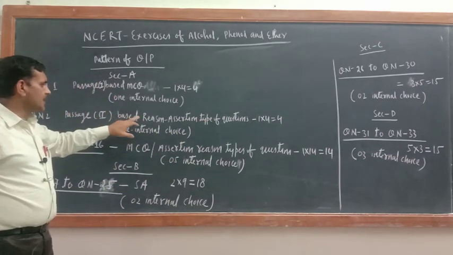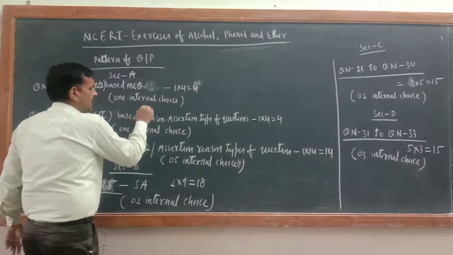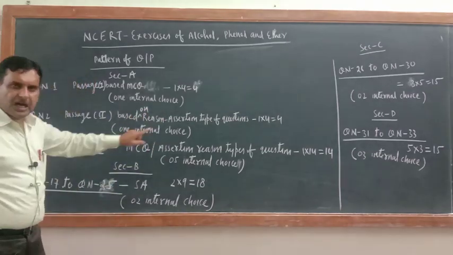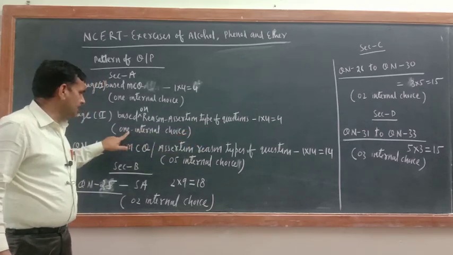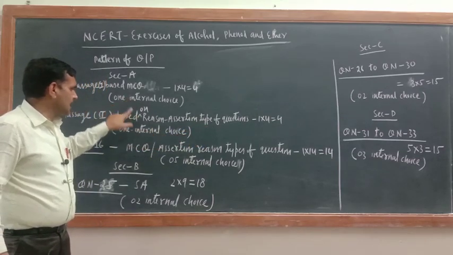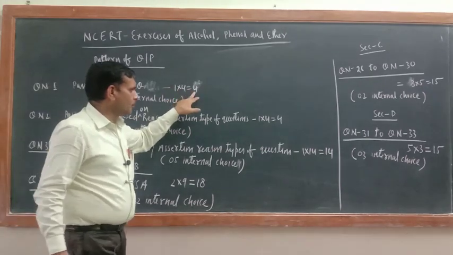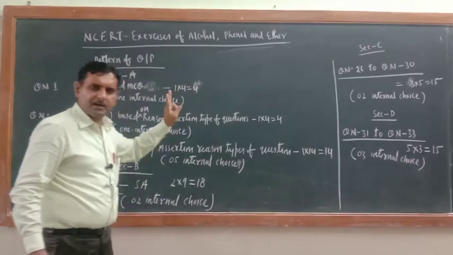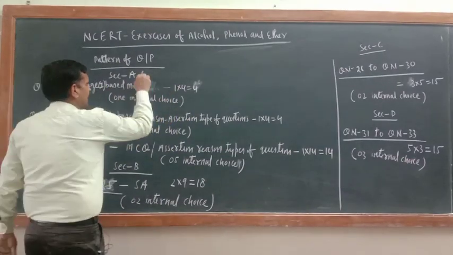Passage second is based on reason and assertion type of question. Here also you will get 5 questions, out of which 4 you have to attempt, with 1 internal choice. So just see, 4 marks here, 4 marks here, 8 marks for the passage. And this is the Section A question.